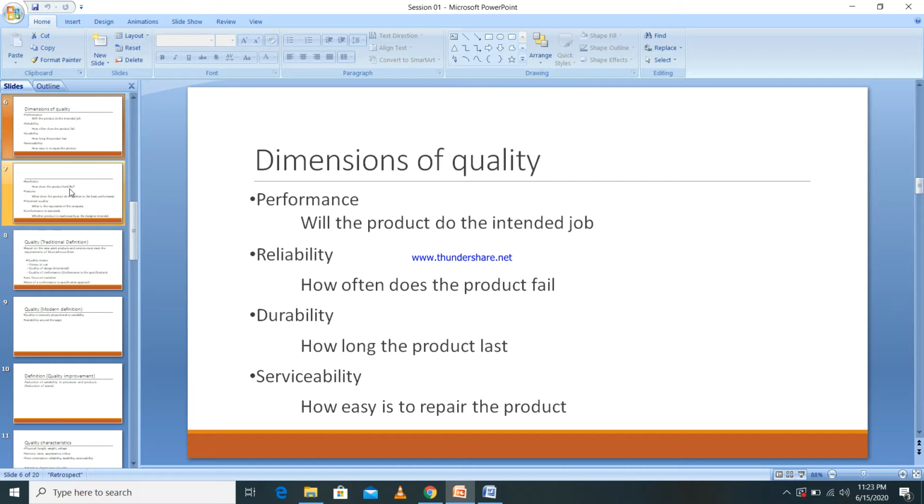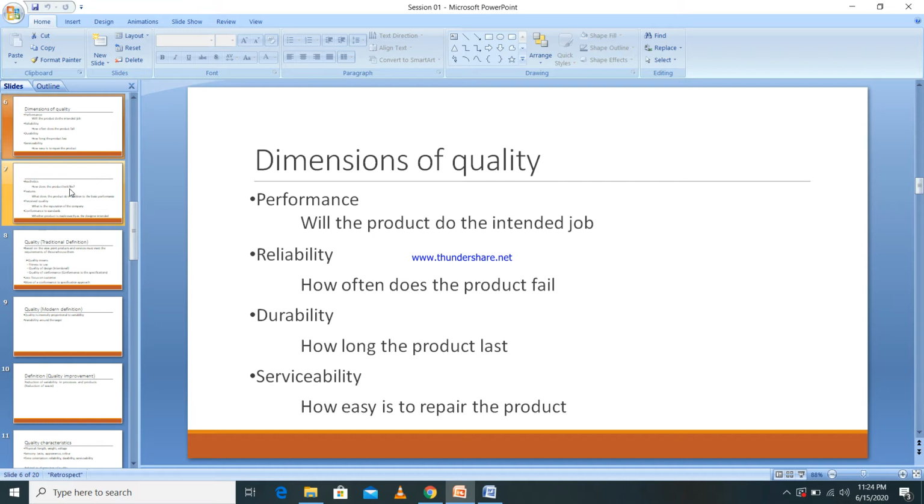And then the next quality measurement is reliability. That is, how often does the product fail? So after buying a product or a service, if you have to go to the manufacturer continuously for repairs, if it's continuously failing, then that is not good quality, right? So that is what is meant by reliability. So we always check for the reliability.